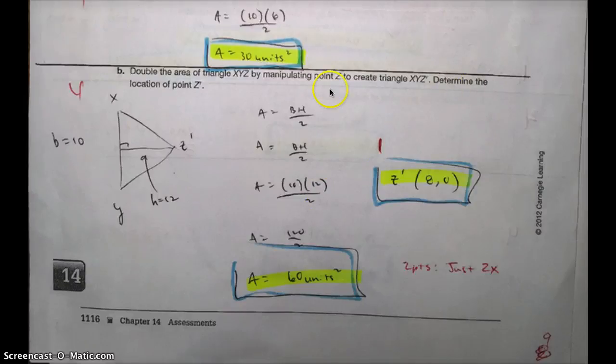The last part where it says determine the location of Z prime. It's 8, 0. Gave you 1 point for that. So that page was worth 9.